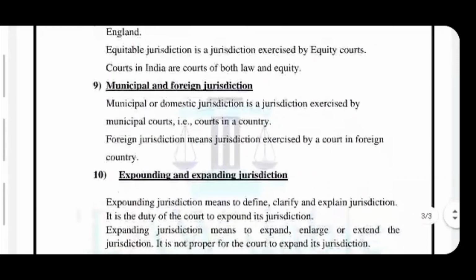Now next type of jurisdiction is expounding and expanding jurisdiction. Expounding jurisdiction is just that the court clearly explains its jurisdiction, like the court is explaining its power or authority. So it is a duty of the court to expound its jurisdiction. And expanding jurisdiction is like extending it. According to the dictionary meaning, that is enlarging it. So it is not proper for the court to expand its jurisdiction.